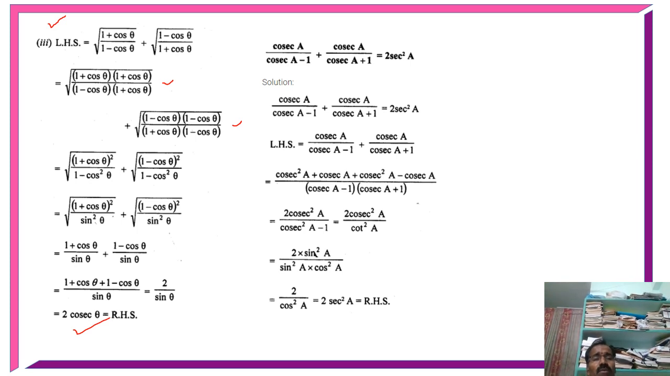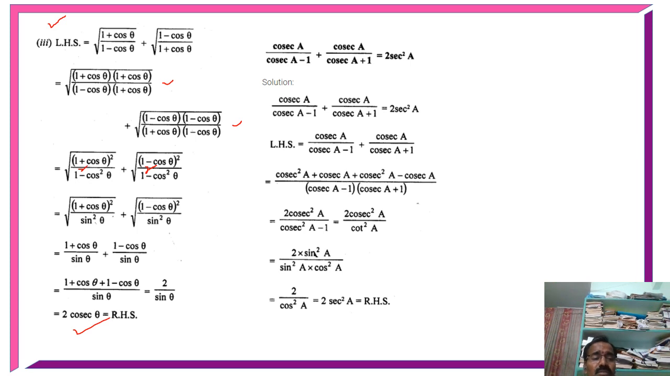So we have root over (1 + cos θ)² by (a − b)(a + b), a² − b², which is 1 square is 1. Here also 1 square is 1. We used the identity (a + b)(a − b) equals a² − b². From that we can write root over (1 + cos θ)² by 1² minus cos²θ, plus root over (1 − cos θ)² by 1 minus cos²θ.